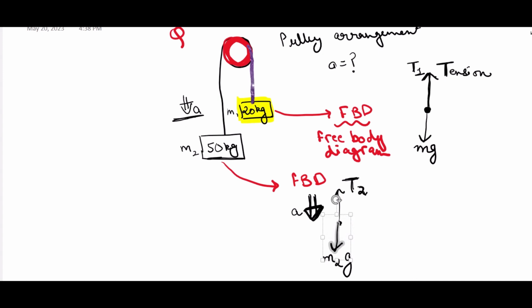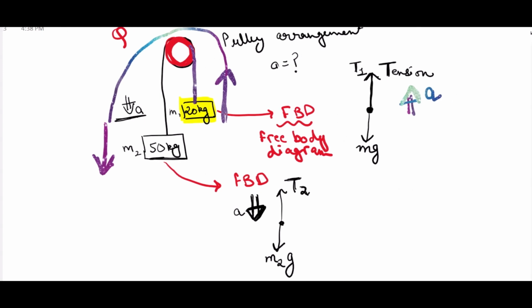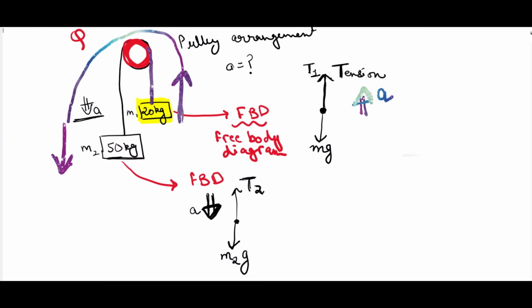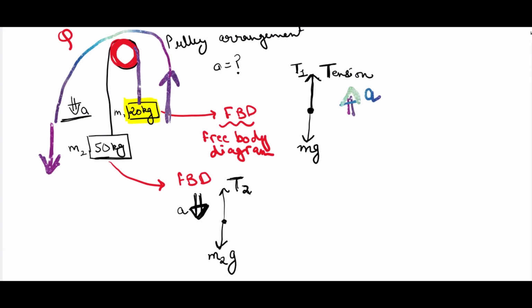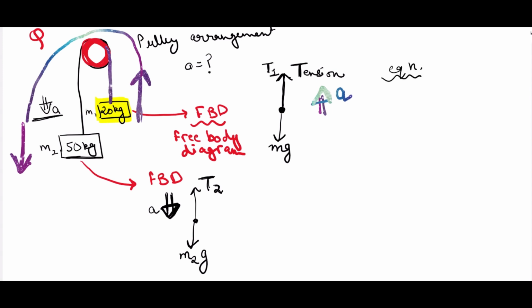Okay. And if you see, because of the pulley, if this mass is going downwards, this mass will obviously go upwards. That's how the arrangement will work. So in this, I will just say acceleration is in upward direction. Now everything is done. We just have to write the equations to find the answer.